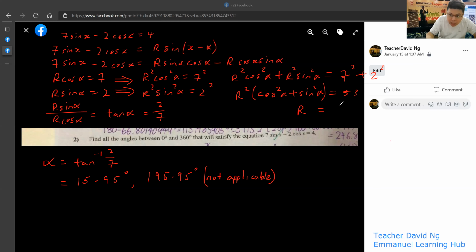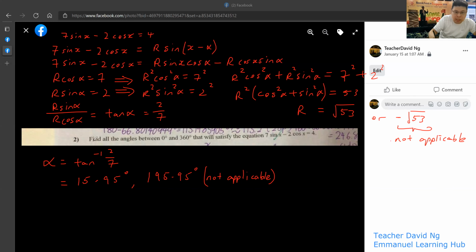Your R would automatically become square root of 53 or negative square root 53. In this case, the negative part is not applicable. How come it's not applicable? The reason is because for R formula, it's understood that your R is always positive. So for formality, you just write positive, and for negative you just indicate not applicable. Because in maths, when you square root anything, there's always a positive component and a negative component.